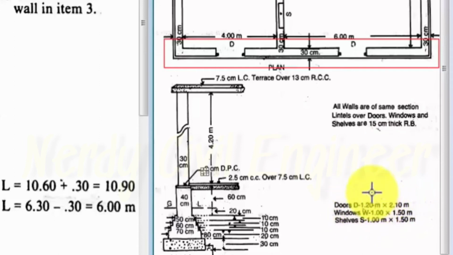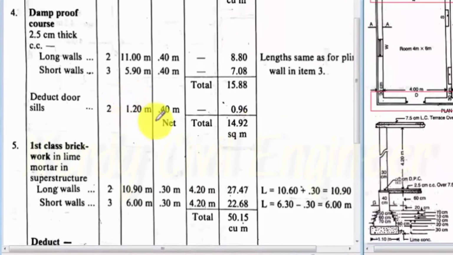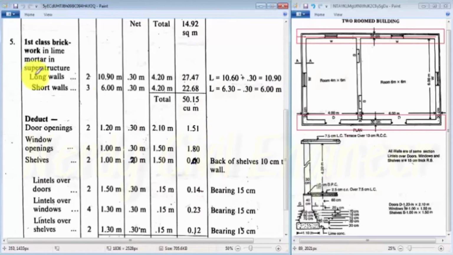Now, as we are talking about DPC and door sills only, there is no mention of height in DPC. We don't have to consider the door height while calculating it for the DPC. Using the same breadth as that of the DPC, we will get a quantity like this, and this quantity will be deducted from the quantity of the damp-proof course, which will give us 14.92 square meter.